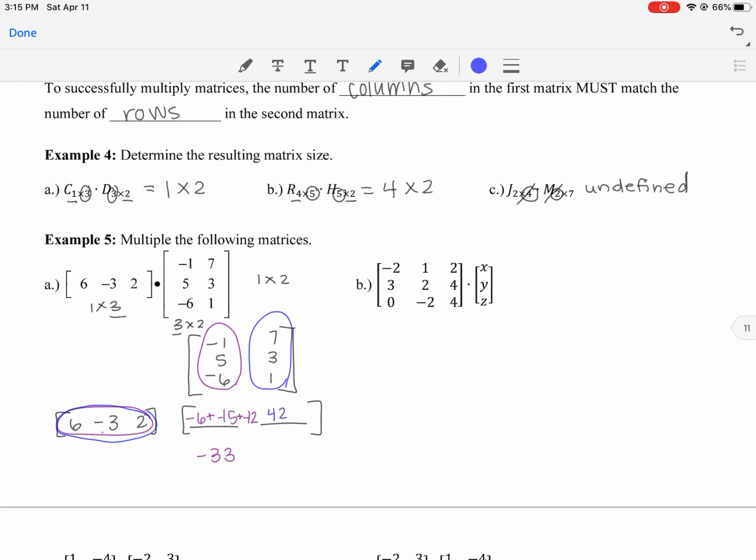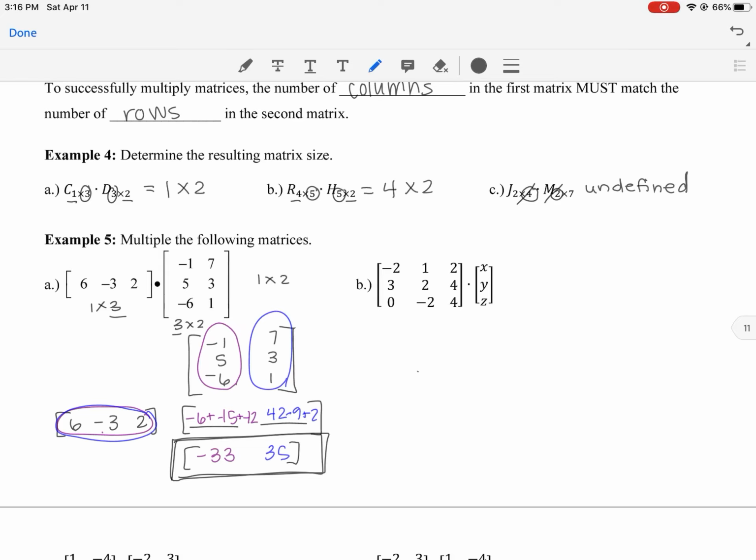Okay, then we do the same for the next one. First row, second column. 5 times 7 is 42. -3 times 3 is -9, or plus a -9 if you want. 2 times 1, we're going to add 2. When you add those three quantities together, you get 35. So the resulting matrix is this 1 by 2, which has the numbers -33, 35.